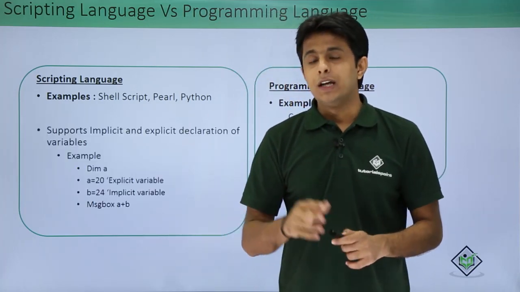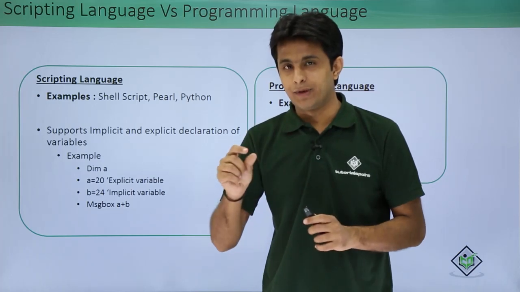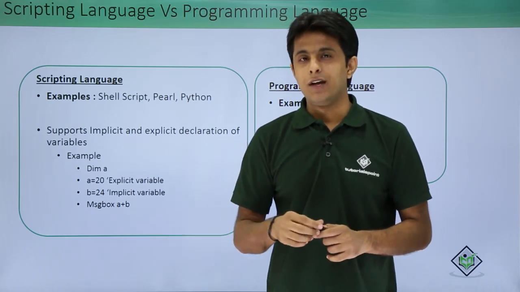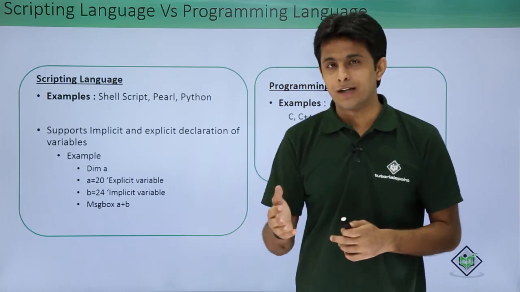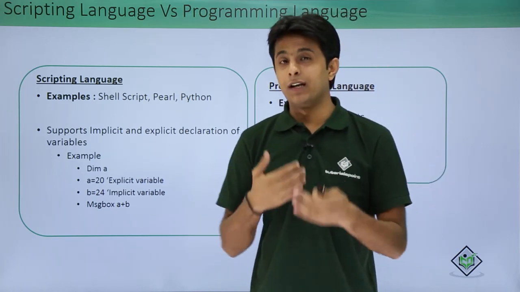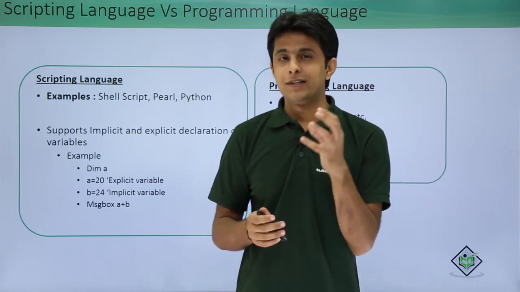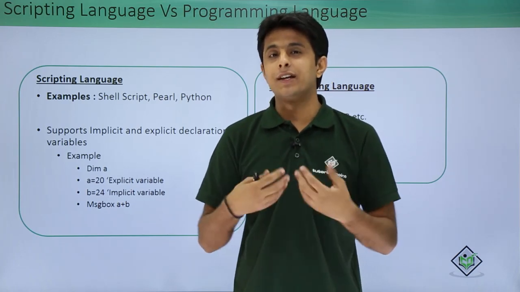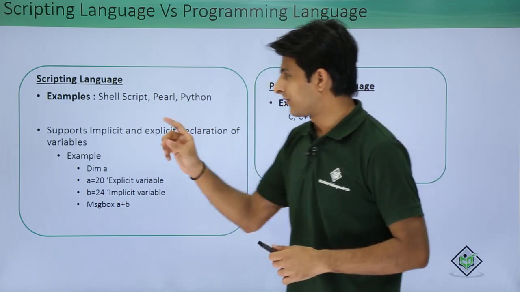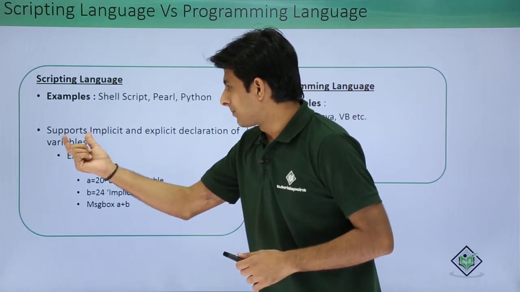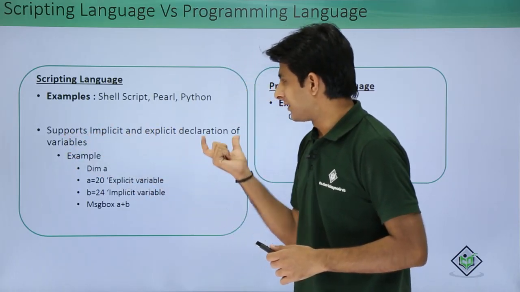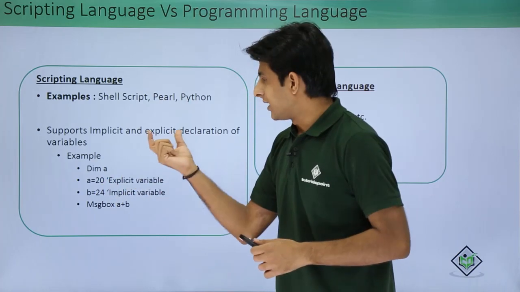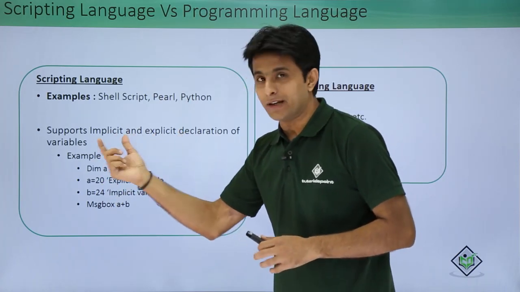Now, what is the benefit of using a scripting language? The benefit is that even if you don't declare any variable, you can still use it, whereas in a programming language you have to declare a variable. In technical terms, implicit means not declared and explicit means declared variables. Scripting language supports both implicit and explicit declaration of variables. That means if you declare or don't declare, it will still work.